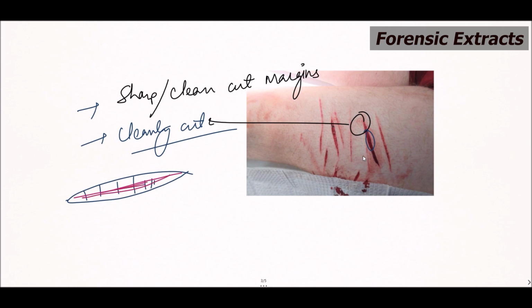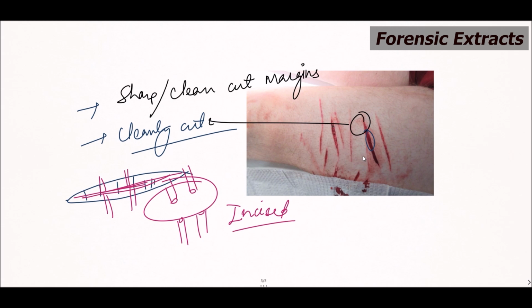Because of this cutting, suppose vessels are crossing like this, and due to this sharp force, the ends of the vessels are cleanly cut. So they continue bleeding. These are the wounds which continue to bleed, and there is more bleeding in case of incised wounds as compared to lacerated wounds because of these clean cut margins. And this is the tailing, which tells the direction.